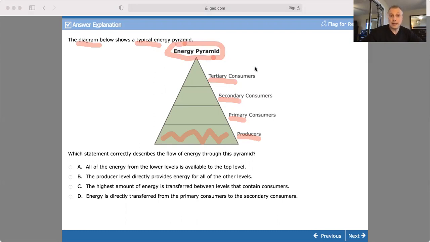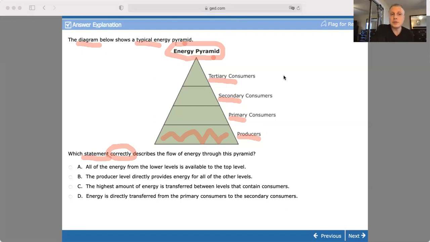So with that in mind, we can see now what is the question. After you look at the chart, you visualize it, you try to understand what's going on. It says which statement correctly, so you want a correct statement, describes the flow of the energy through the pyramid. Now, you might say, what is the flow? It's pretty much like a path, right? Like from the top to bottom or bottom to top. It's got to flow.